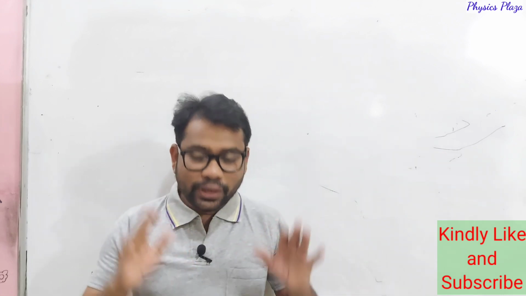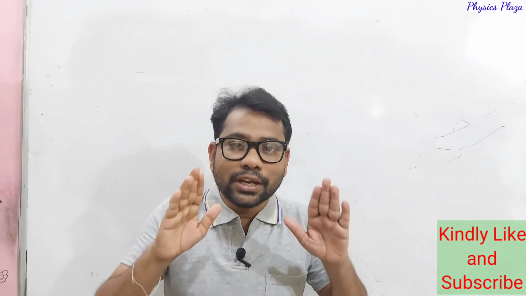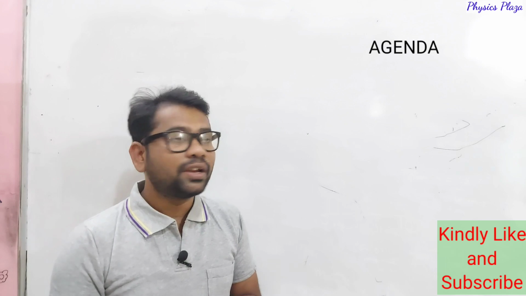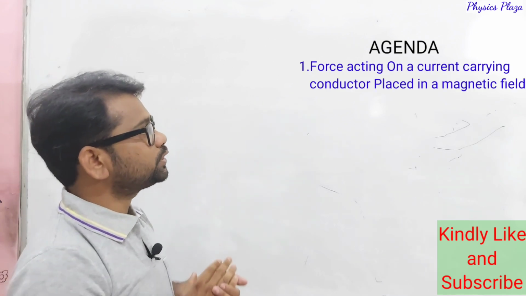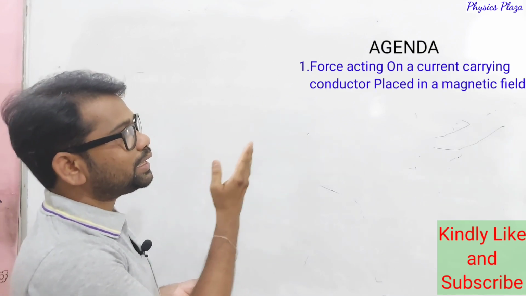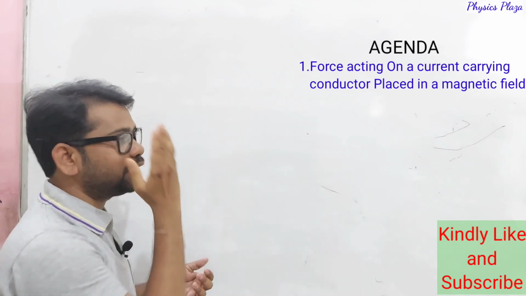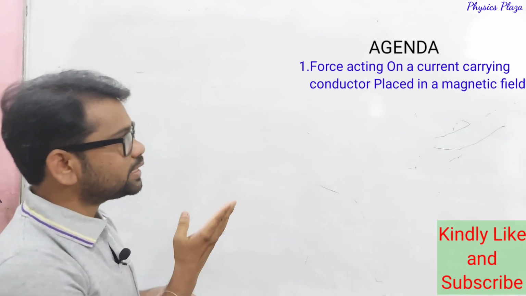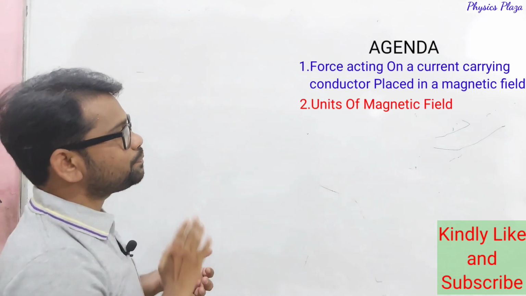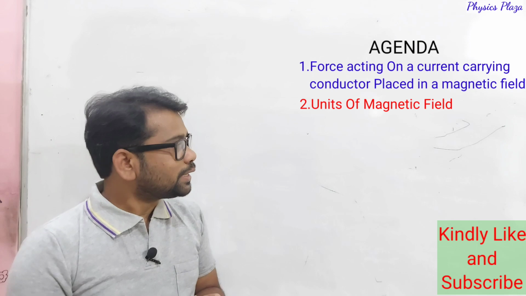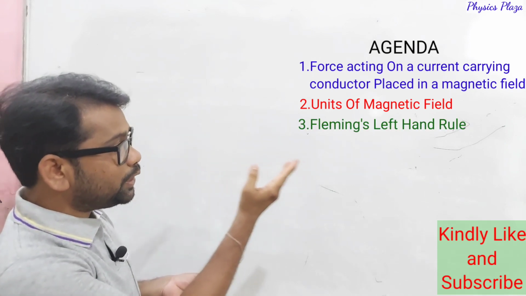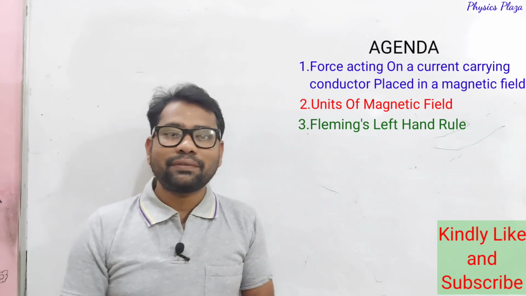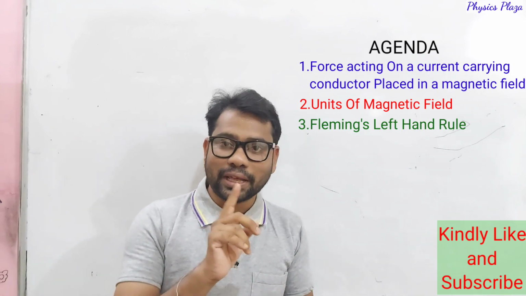Okay, fine. Then in today's class, what are we going to do? What is today's agenda? Have a look, children, here. Today we are going to discuss the force acting on a current carrying conductor when it is placed in a magnetic field. That is the first topic. Then we discuss the units of the magnetic field. Then Fleming's left-hand rule. Children, it's very important. After that we are going to get Fleming's right-hand rule also. We should not have any confusion.